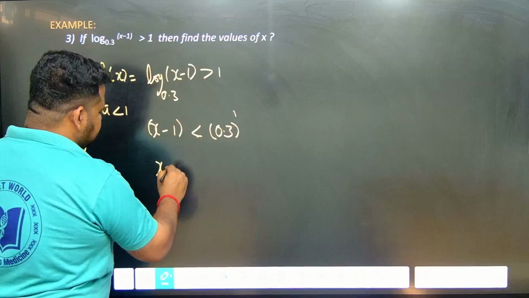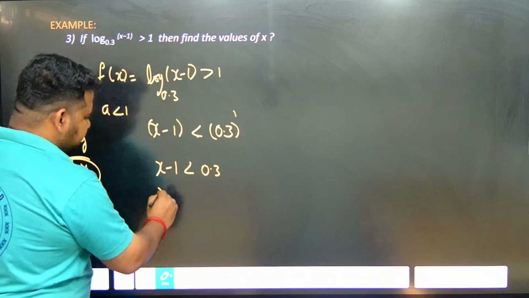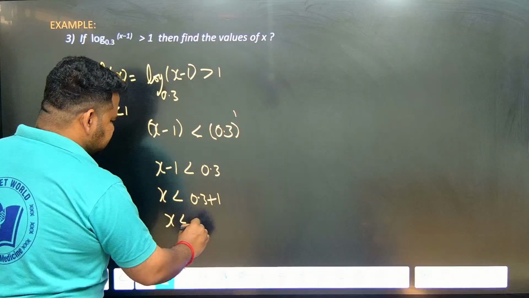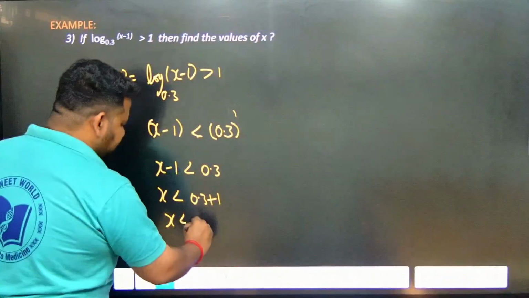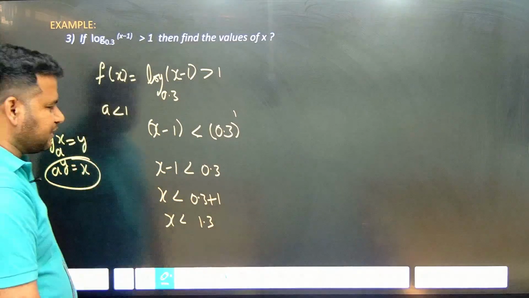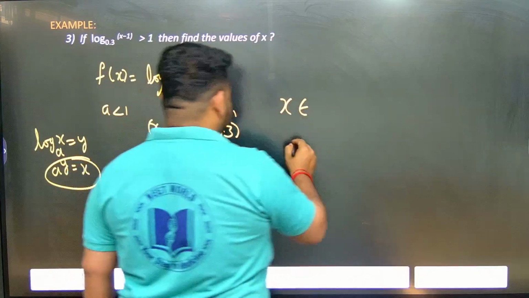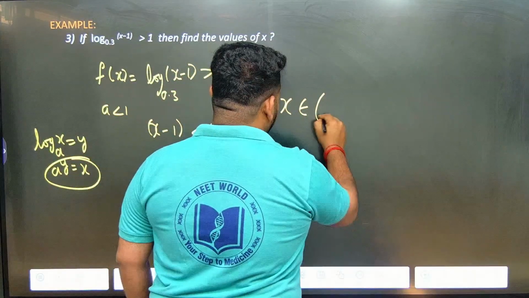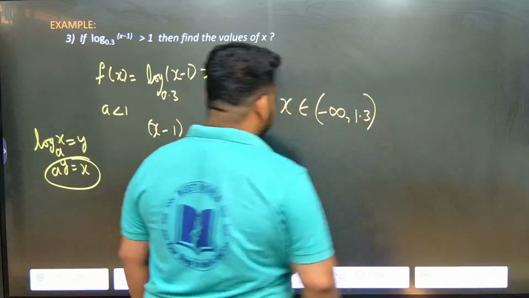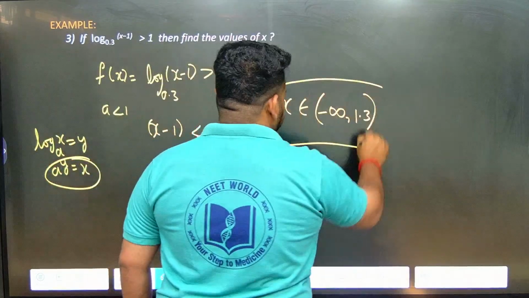So, x minus 1 is less than 0.3, 0.3 to the power of 1 is 0.3 only. So, x is less than 0.3 plus 1. So, x is less than what? 0.3 plus 1 is 1.3. X is less than 1.3. X is less than 1.3 means where does x belong to? You will write it as open interval minus infinity comma 1.3. So, this is the place where x belongs to.